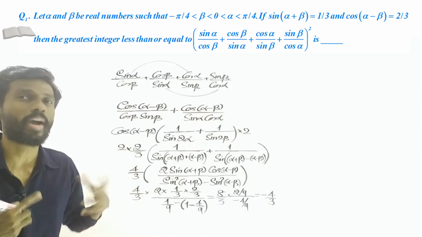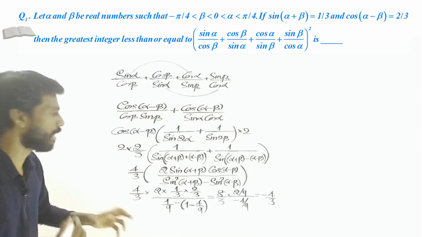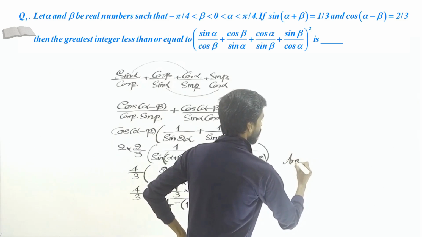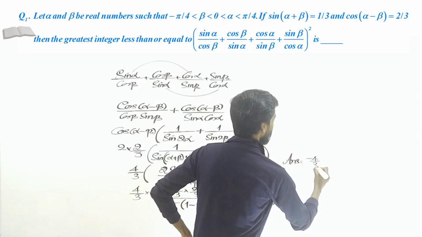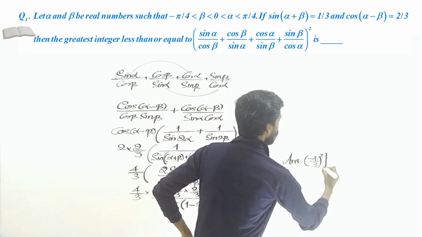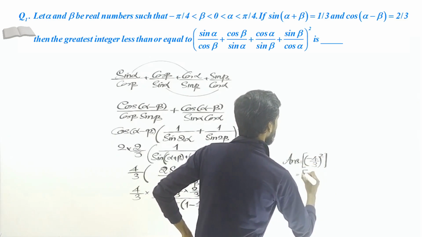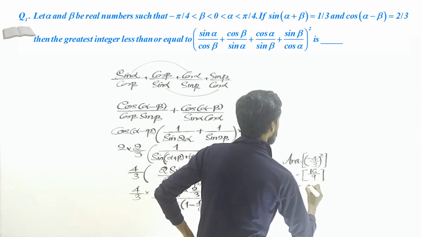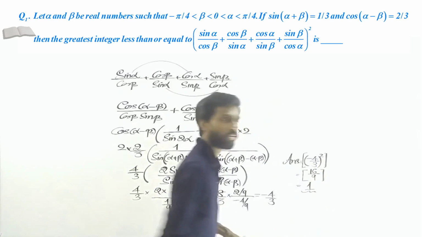But we want to find the square of this and find its integer part, right? So what is the square of this? Our required answer here is the square of minus 4 by 3, and also its integer part. So that is the integer part of 16 by 9, which is 1 point something, so the value is 1. That is the answer.